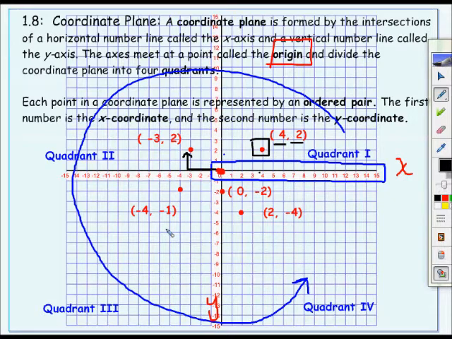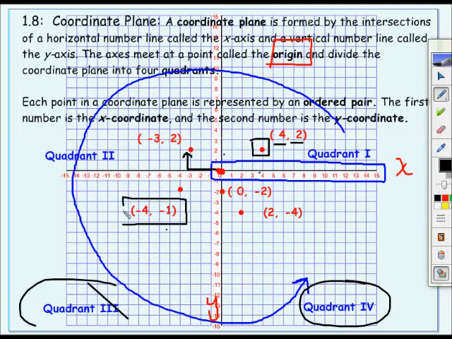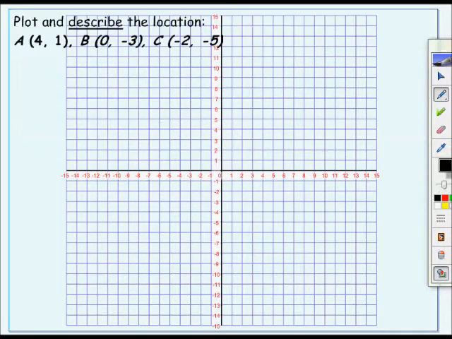If I ask you to describe the location, I'm asking you to tell me what quadrant it is. If I'm asking you to label the point, then that would be the directions that I need to move to get to that point. So it says plot and describe the location for these points.